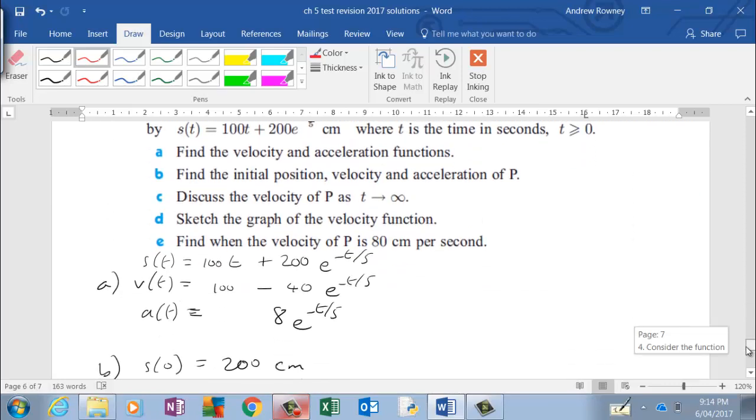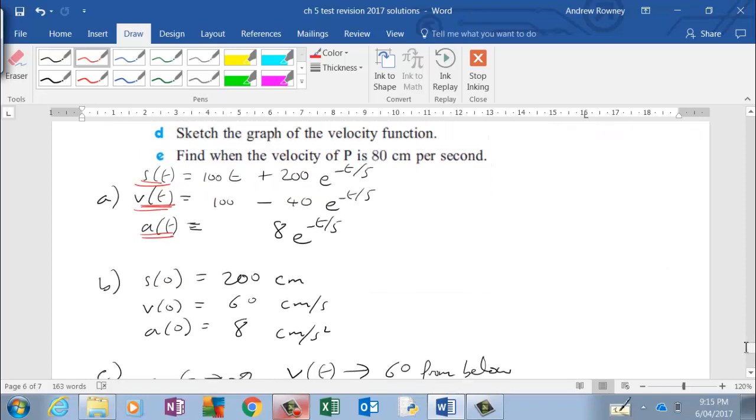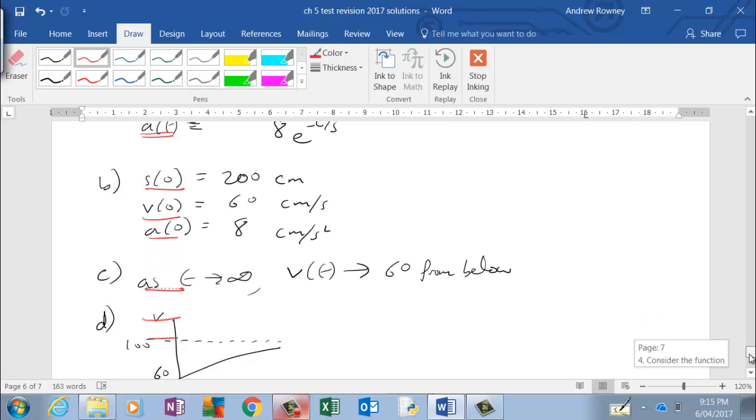Last one is a motion question. So we've got the distance, velocity, acceleration. So derivative is the velocity, second derivative is acceleration. You need to get the initial conditions, so substitute time 0 into s, v, a.